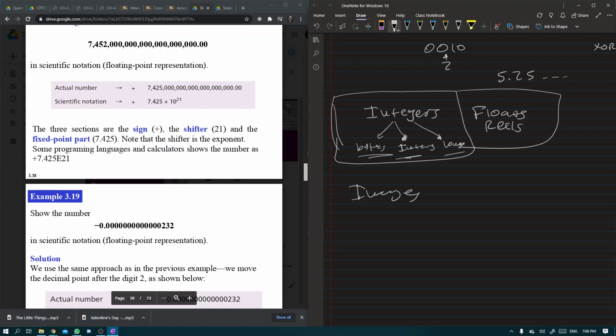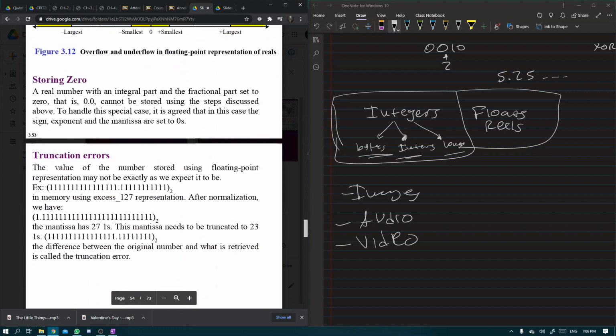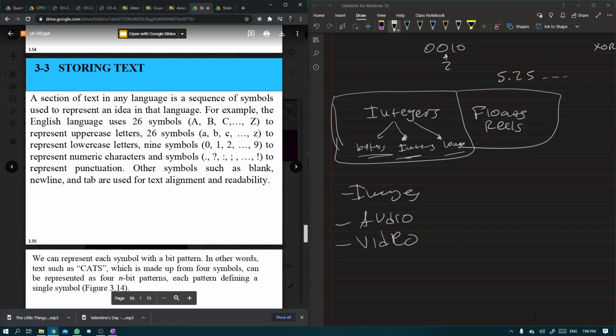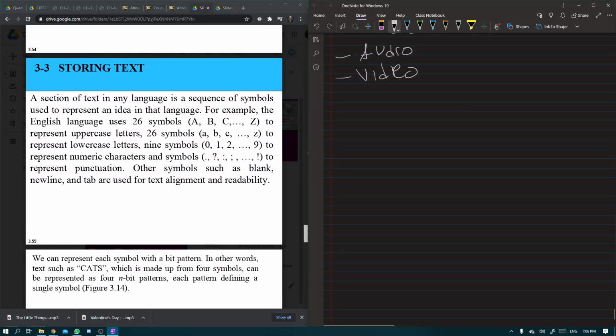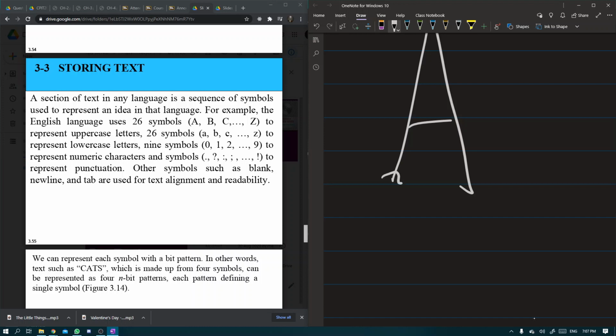Now we'll get to images, audio, and video. And that should be over here. Oh, first text. So computers don't store, for example, if you have A, every single bit of this A and all the pixels of A. They just store a representation of it.